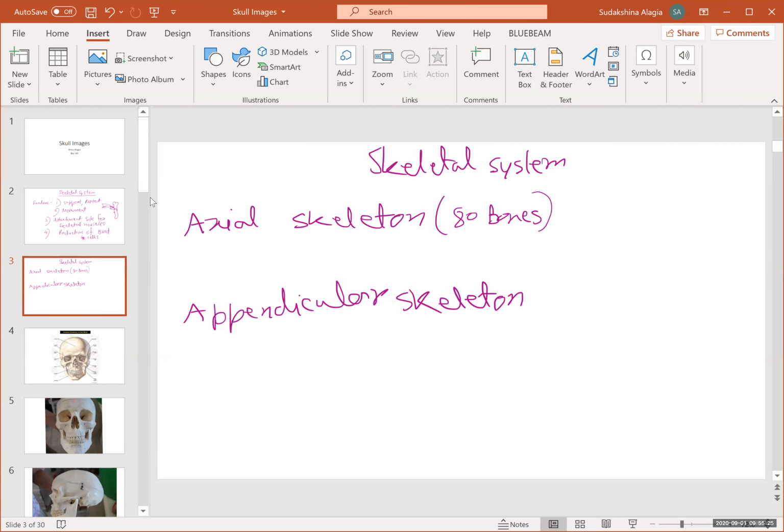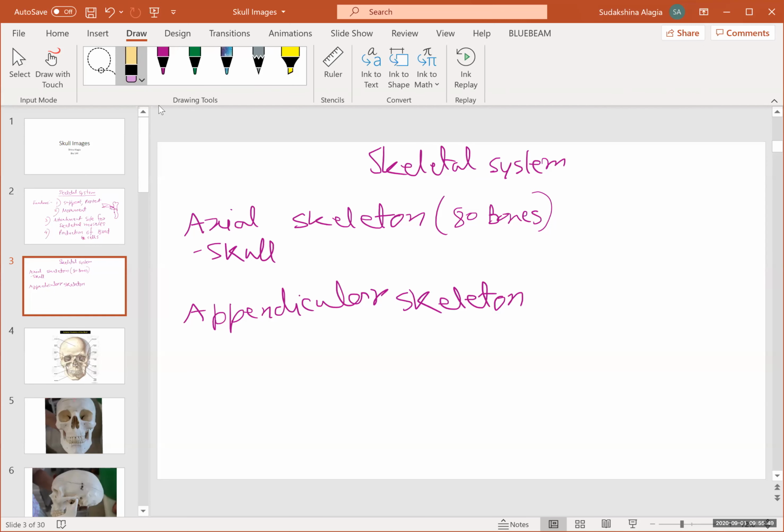What are the different components of the axial skeleton? Basically the skull. Axial, if you break down this term, what does that tell you? Axis of the body, meaning along the central torso of the body. So the skull, these are the components. Let me erase this for a second, appendicular skeleton.